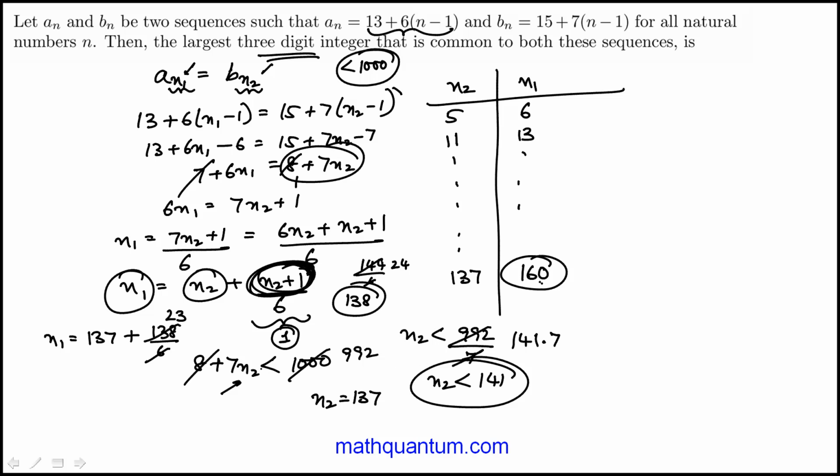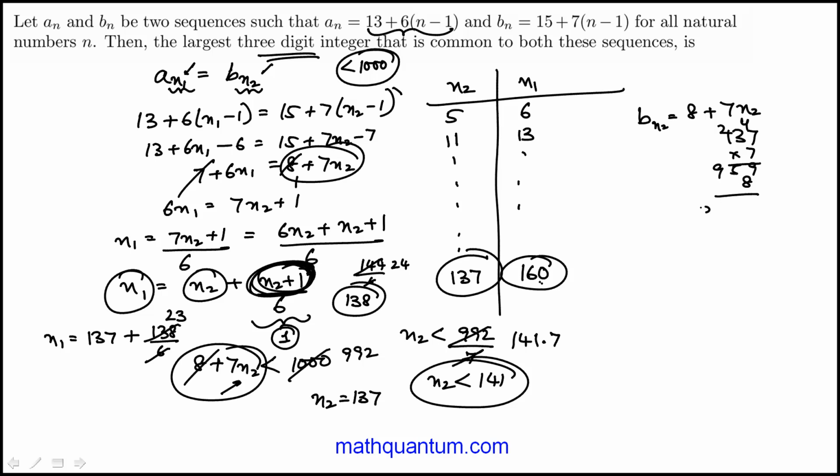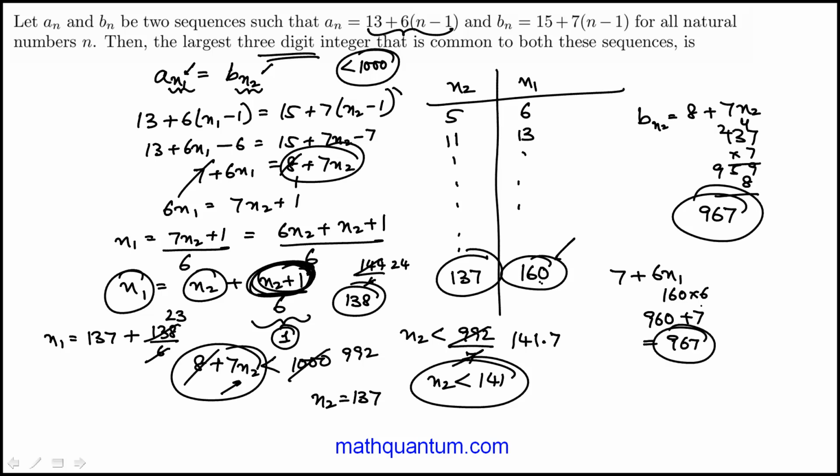By plugging it into this relationship, which is b sub n2, which is 8 plus 7n2. n2 here is 137, so you just plug that in. 959 plus 8, it's 967. And if you were to do it for n1 as well, which is really 7 plus 6n1, you'll get the same answer, because 160 times 6 is 960, and as it should, because that was the condition that both sequences are giving you the same number. So the answer is 967.